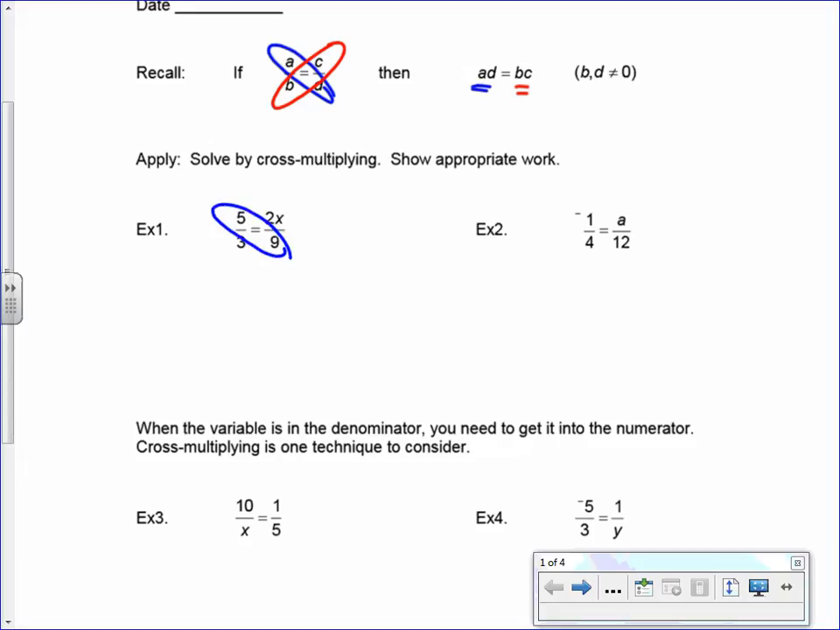So 5 times 9, which is 45. Yes, 5 times 9 is 45 here. And then we're going to go this way. Don't put so much work on it. Okay. 3 times 2x is 6x. And now we are at the point where you just solve by dividing both sides by 6.